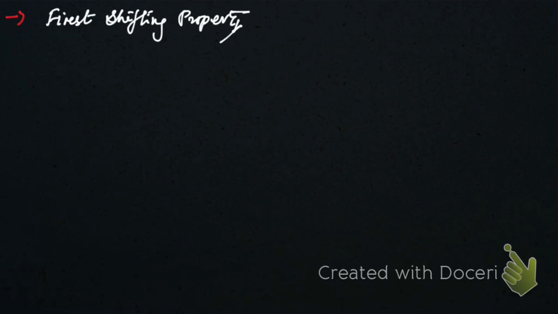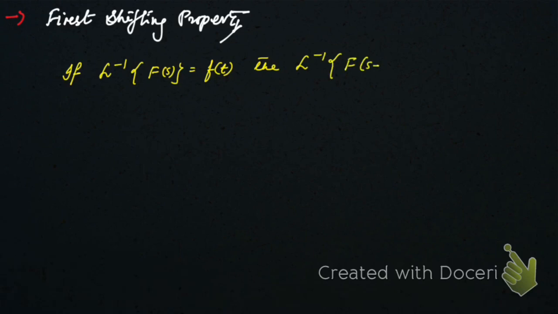Right, so here you see, this is the property. If the inverse Laplace transformation of F(s) is f(t), then the inverse Laplace transformation of F(s minus a) is given by e to the power at into f(t). This is the first shifting property. Let me show you how to prove this.